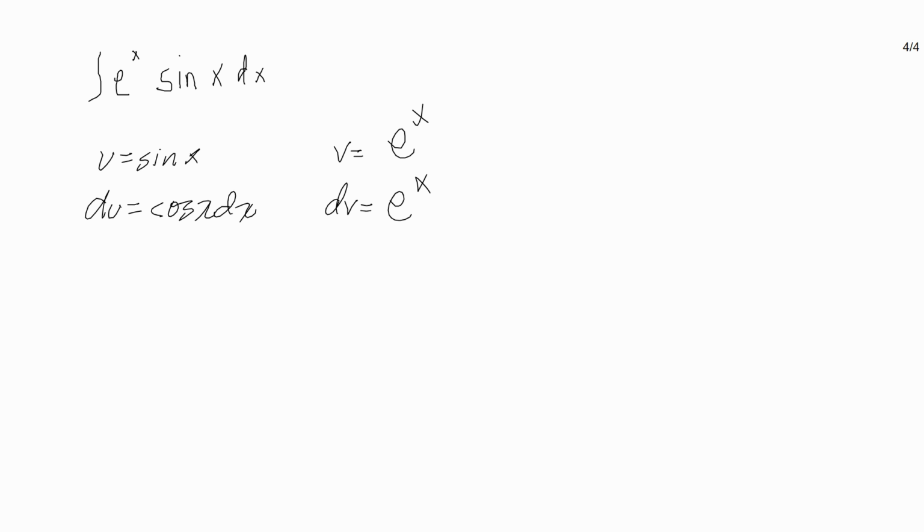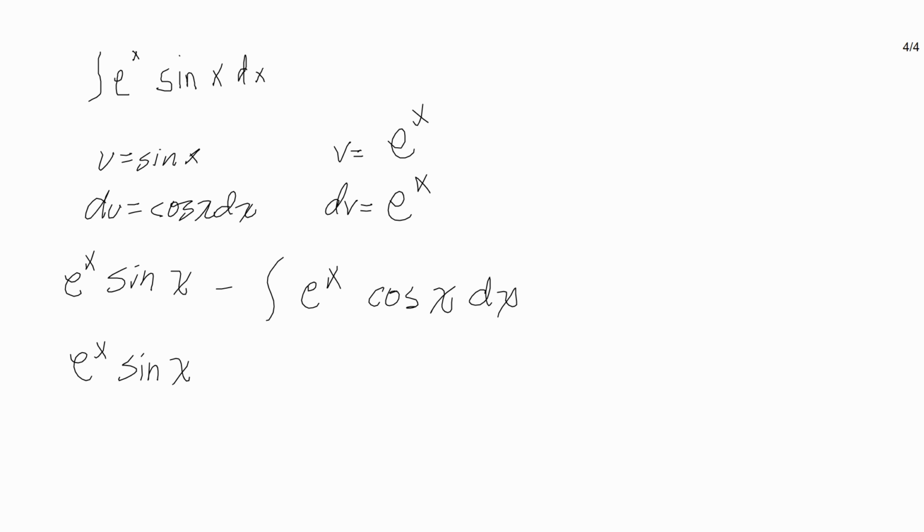Now plug it in for the first time, because this is a three-time thing. u dv, minus v du. We get e to the x sine of x, minus, what are we going to do here? Well, I'm going to take the derivative. I'm going to make u equal cosine of x.